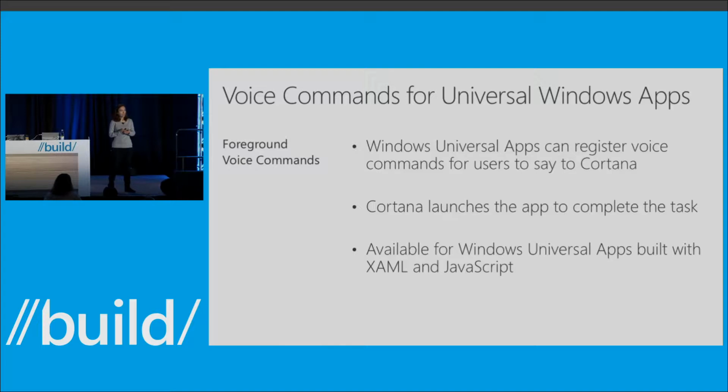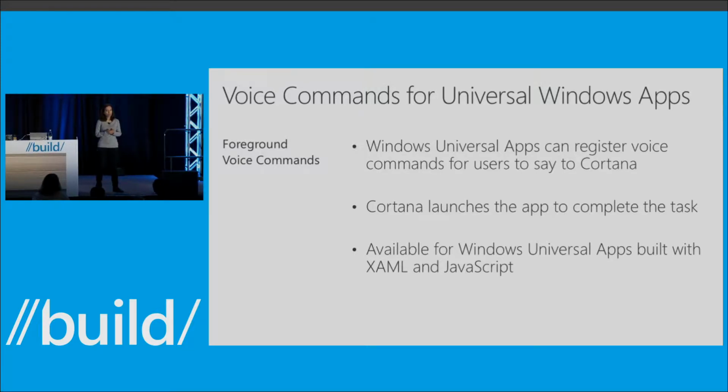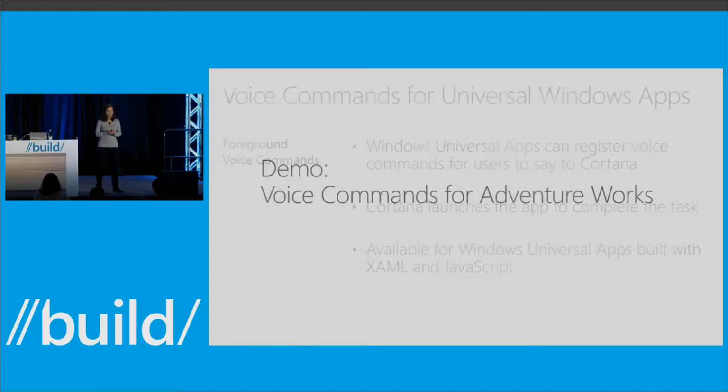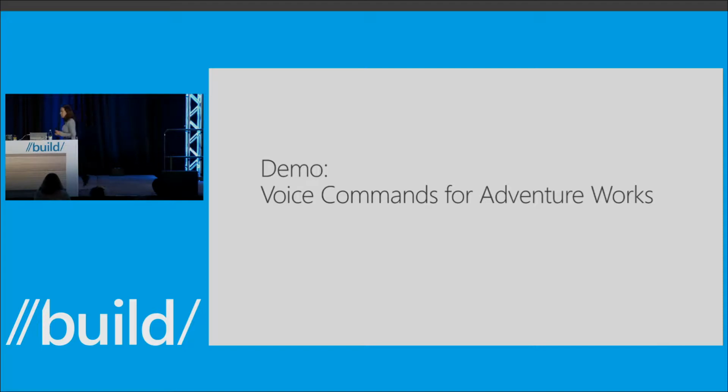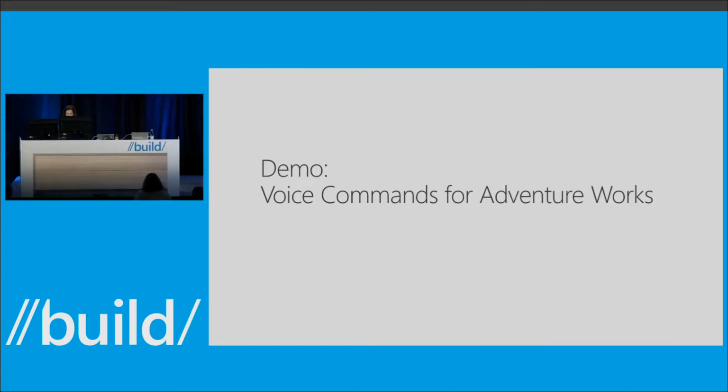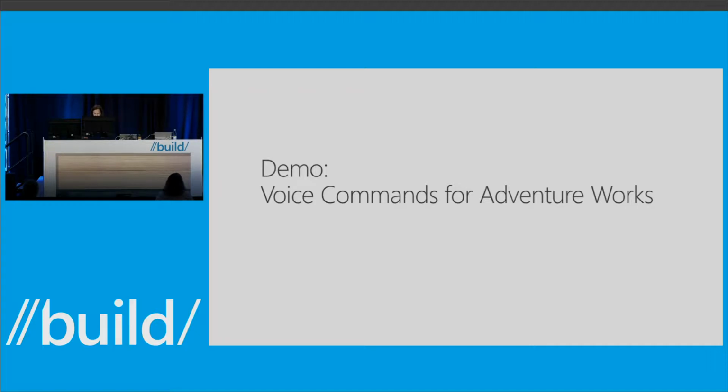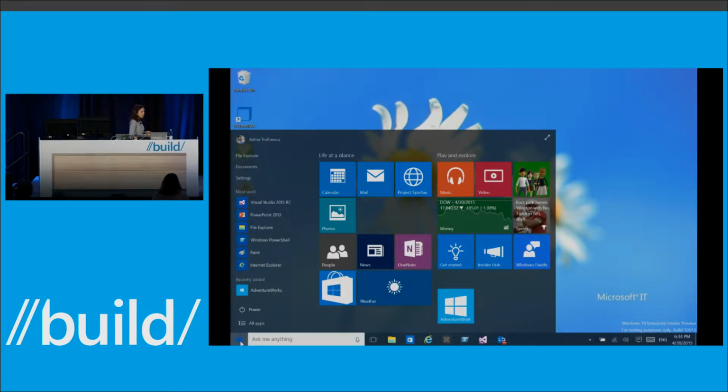In Windows 10, Universal applications can register voice commands for users to direct at Cortana. And Cortana takes that input, and she redirects it to the application to take action and to do what the user asked. This functionality is available on all devices where Cortana runs, and is available to Windows Universal applications written in XAML and JavaScript. So with that, I want to show you a quick sample, a demo for the AdventureWorks application. This is the sample application that we wrote, and it's also available for you to download from the internet.